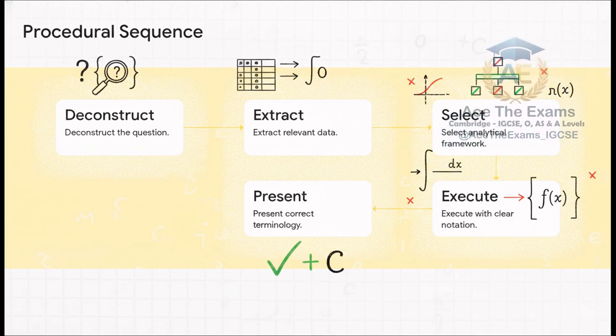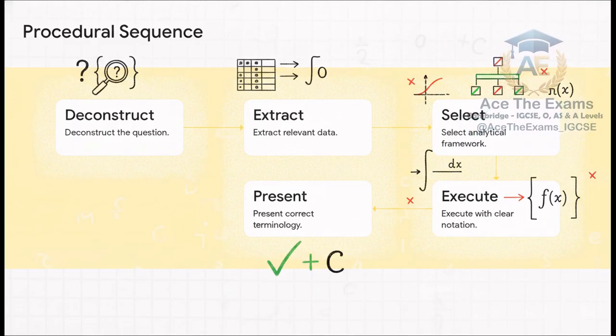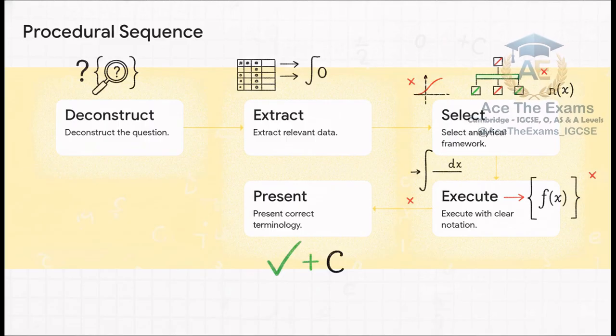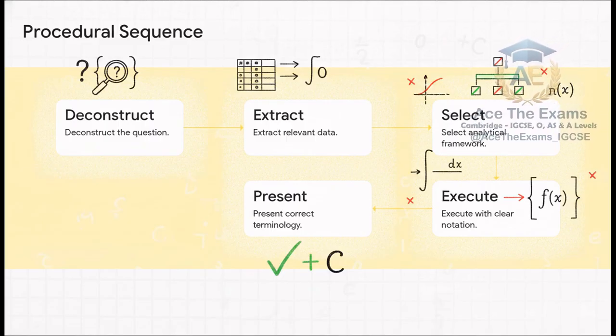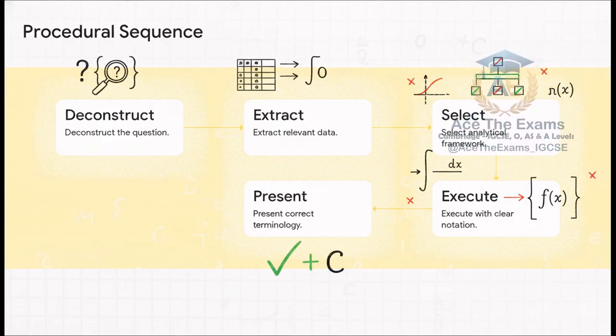If we apply this rigorous sequence to Alex and Sam, we literally see their red pen marks transforming into green check marks. Think about it. When Sam slows down to extract data and execute with proper notation, he stops dropping his C. When Alex stops brain-dumping random rules and actually selects the specific analytical framework, his work goes from chaotic to legible and logical.